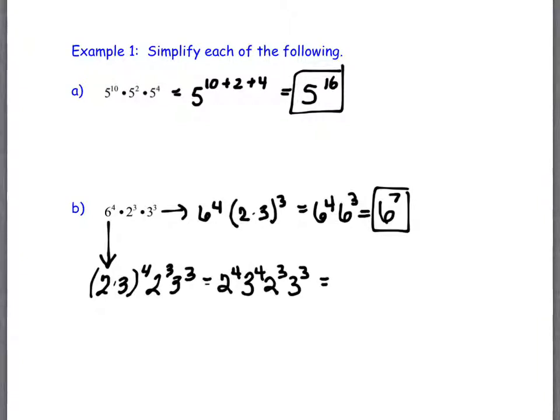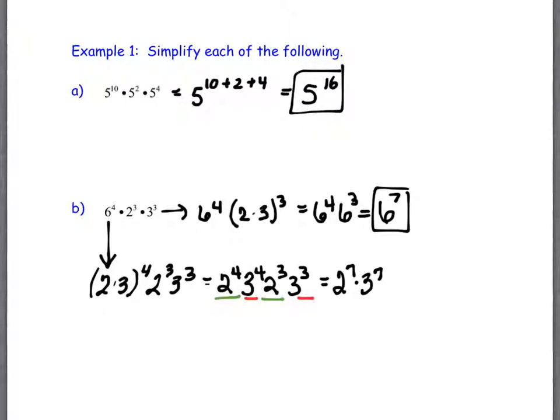And then I can recognize that both of those match. They're both 2 to a power. So this is 2 to the 7th. And the other two are both 3 to a power. So they're 3 to the 7th. Now, it doesn't look like the same answer that I got before.